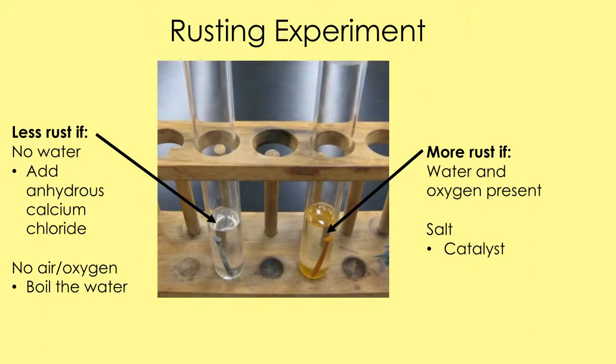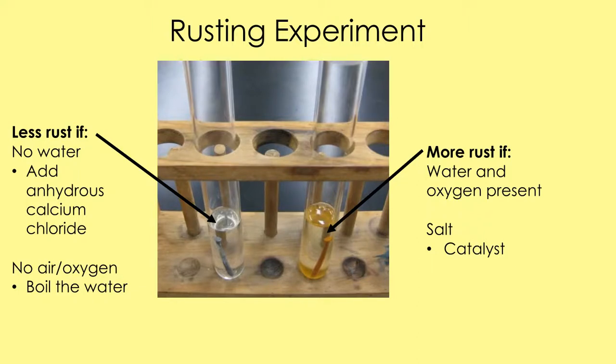If you wanted to see the effect of water without oxygen, then if you boil water, it gets rid of any dissolved oxygen. If you boil water, put it in a test tube, place the nail in that and seal the top so no more air can get in, then you could see the effect of that. If it's just water with no oxygen, then you shouldn't see any rust, or a very small amount.